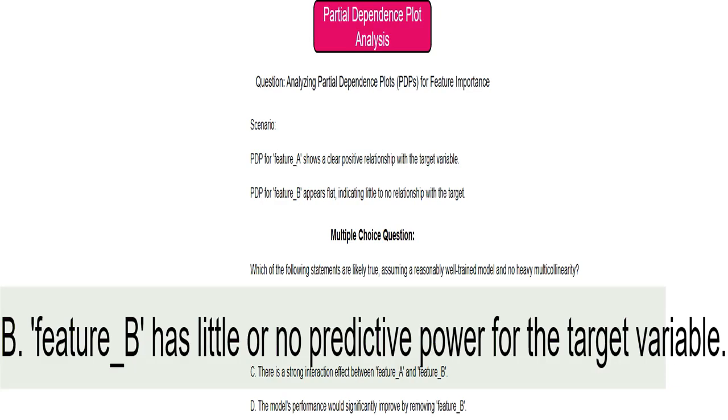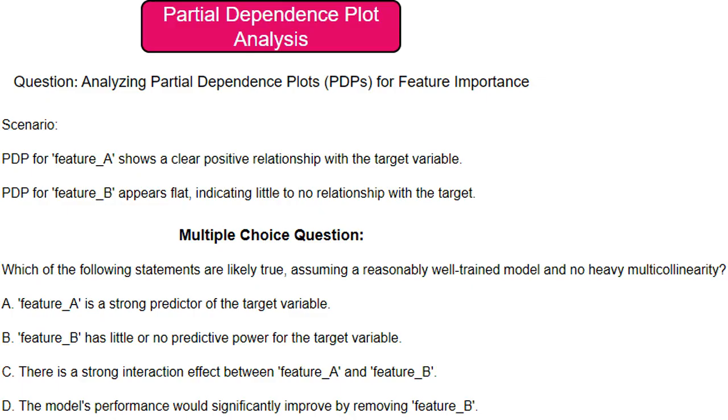Since feature_B shows little predictive power, removing it might improve the model's performance, but there's no guarantee. It could be a case of overfitting, or feature_B might have subtle effects unseen in the PDP. It depends on other factors. This whole exercise centers around understanding and interpreting partial dependence plots, PDPs. PDPs are a valuable tool for understanding how features impact predictions in a machine learning model.